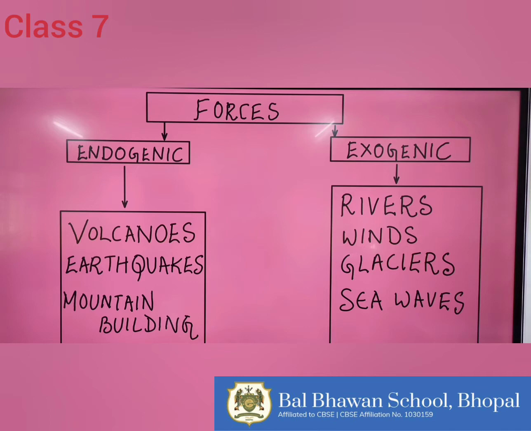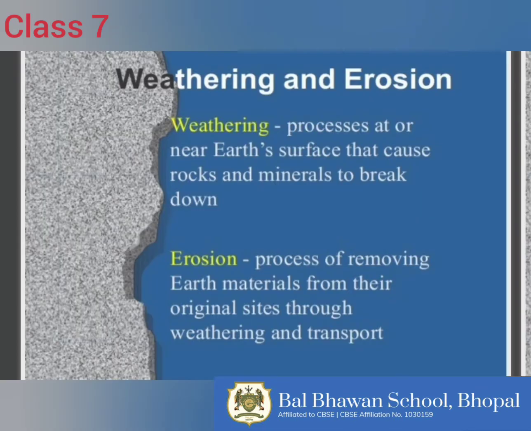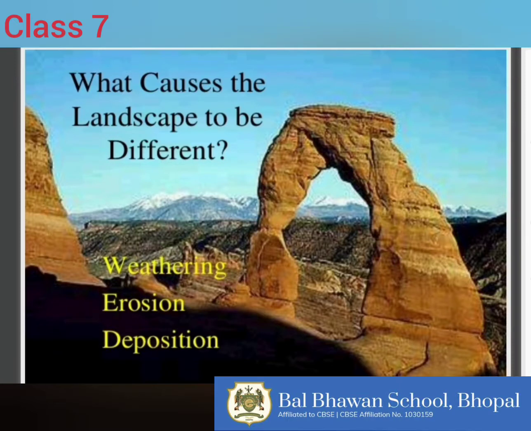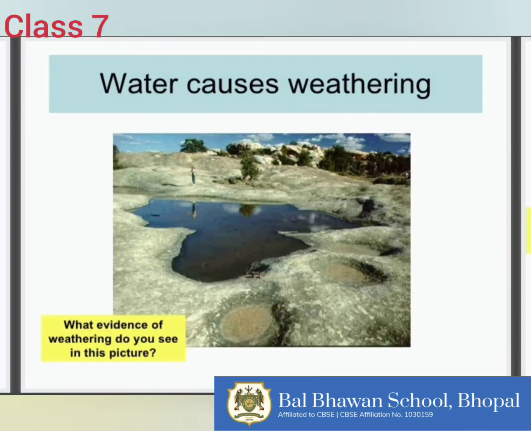The various landforms on the Earth's surface are formed by the various endogenic forces. However, the exogenic forces tend to reduce the elevation of the existing landforms. The exogenic forces carry out their work in two ways: weathering and erosion.